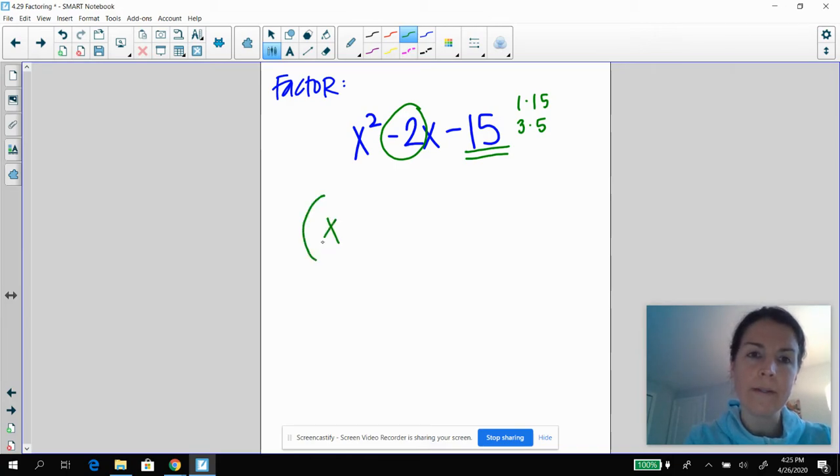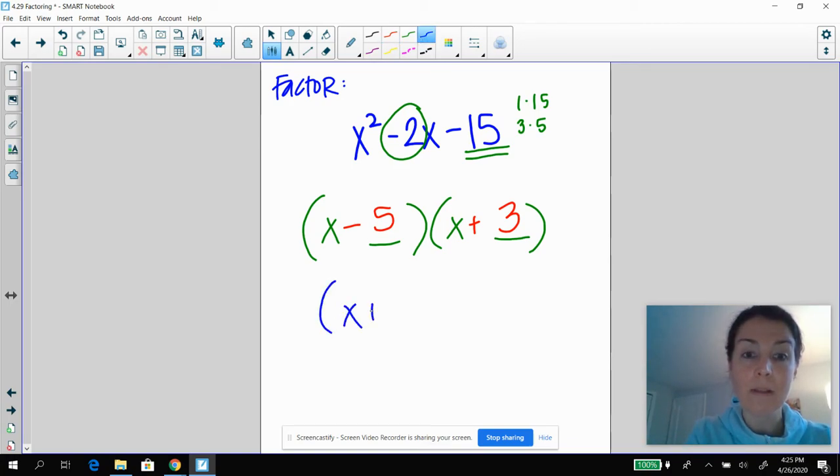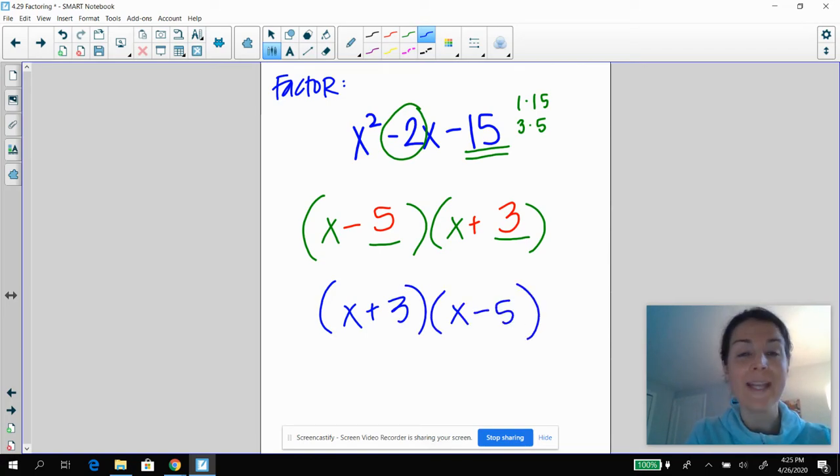So, all right, let me just make my kind of outline first and think about what goes in these 2 slots. So I know I need a -2 with 3 and 5. Oh, I know. I can do a -5 and a +3. And if you did it in another order, if you did it this way and you said x plus 3 and x minus 5, it doesn't matter. That is the exact same thing.